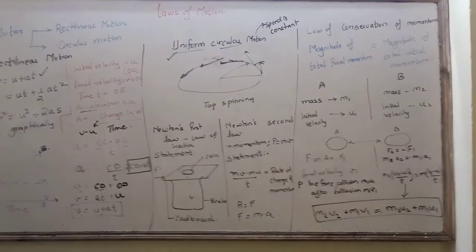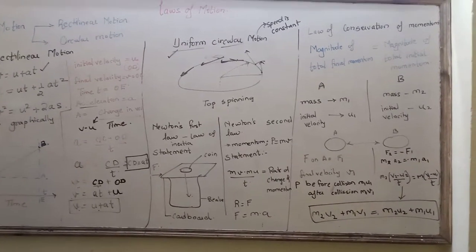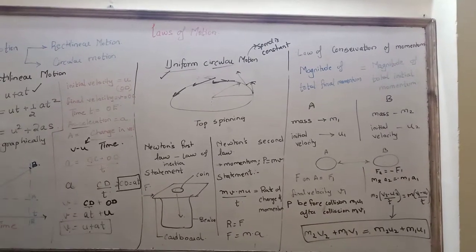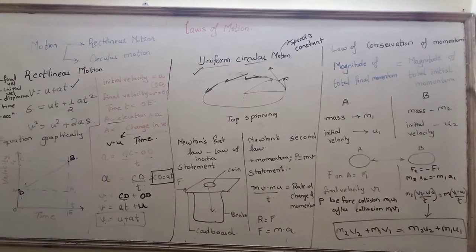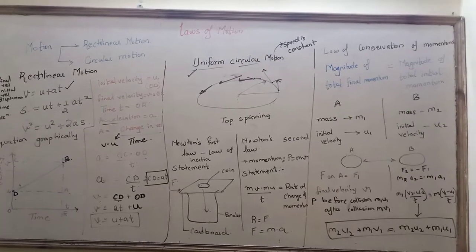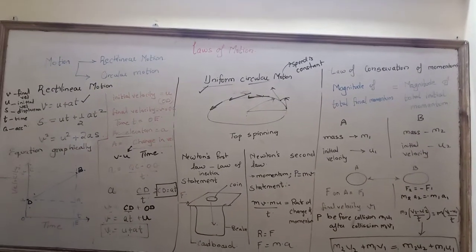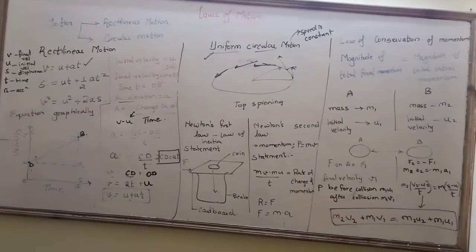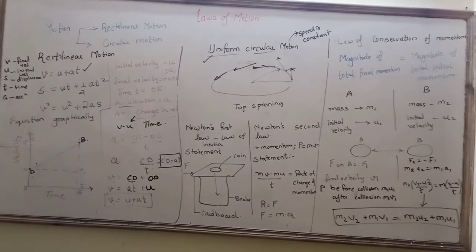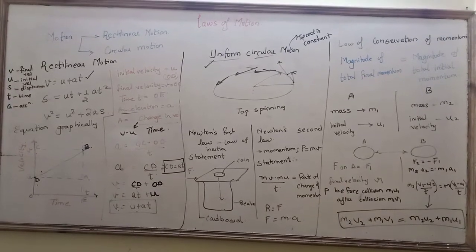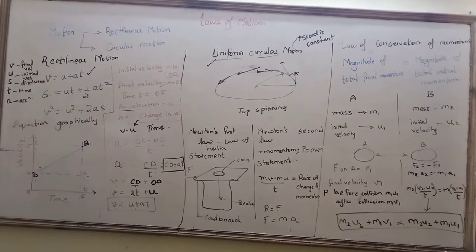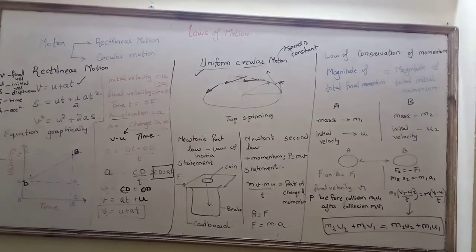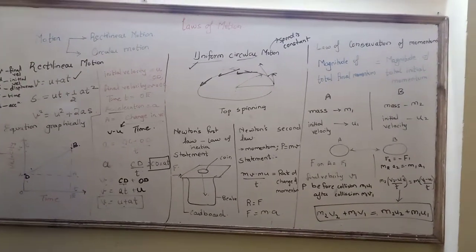Then you have two laws: Newton's first law of motion and Newton's second law of motion. What does Newton's first law of motion state? It states that any object continues to remain in a state of rest or in uniform motion along a straight line until it is acted upon by some external force, and that force should be an unbalanced force.